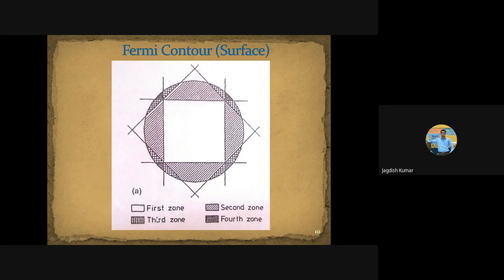Now, there is something called the Fermi surface. So basically, what is the Fermi surface?